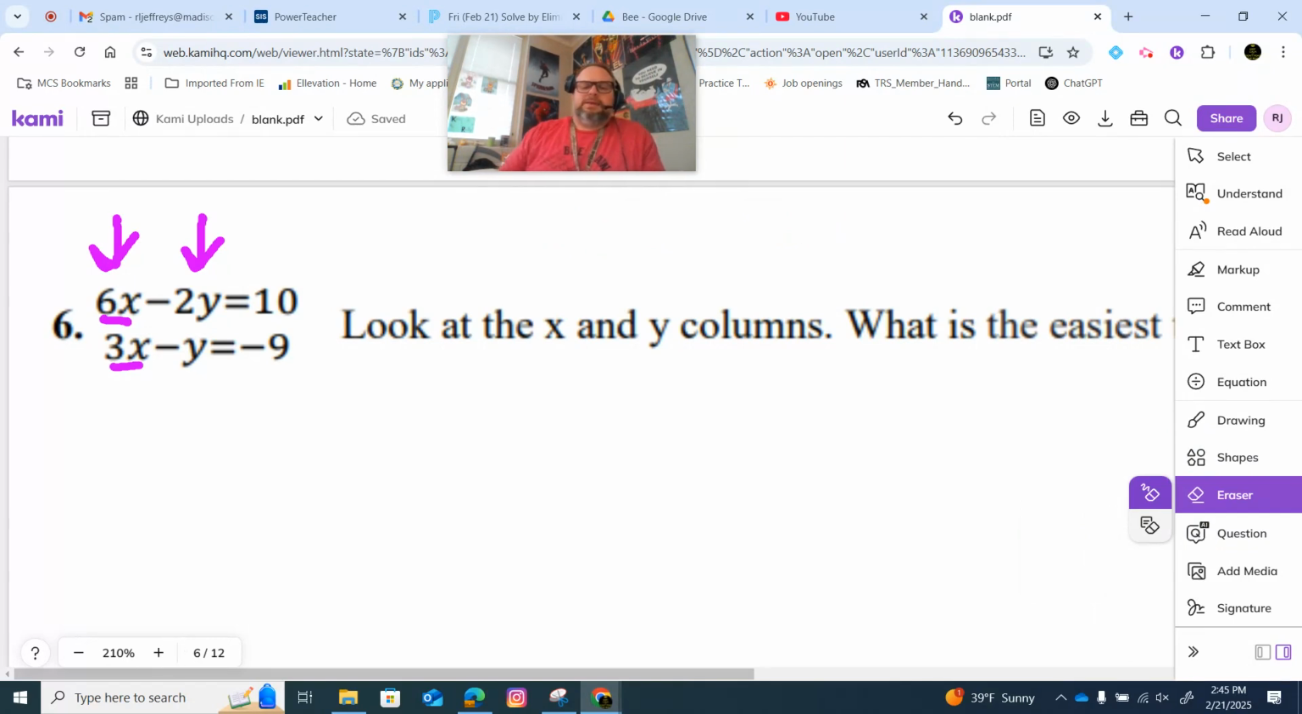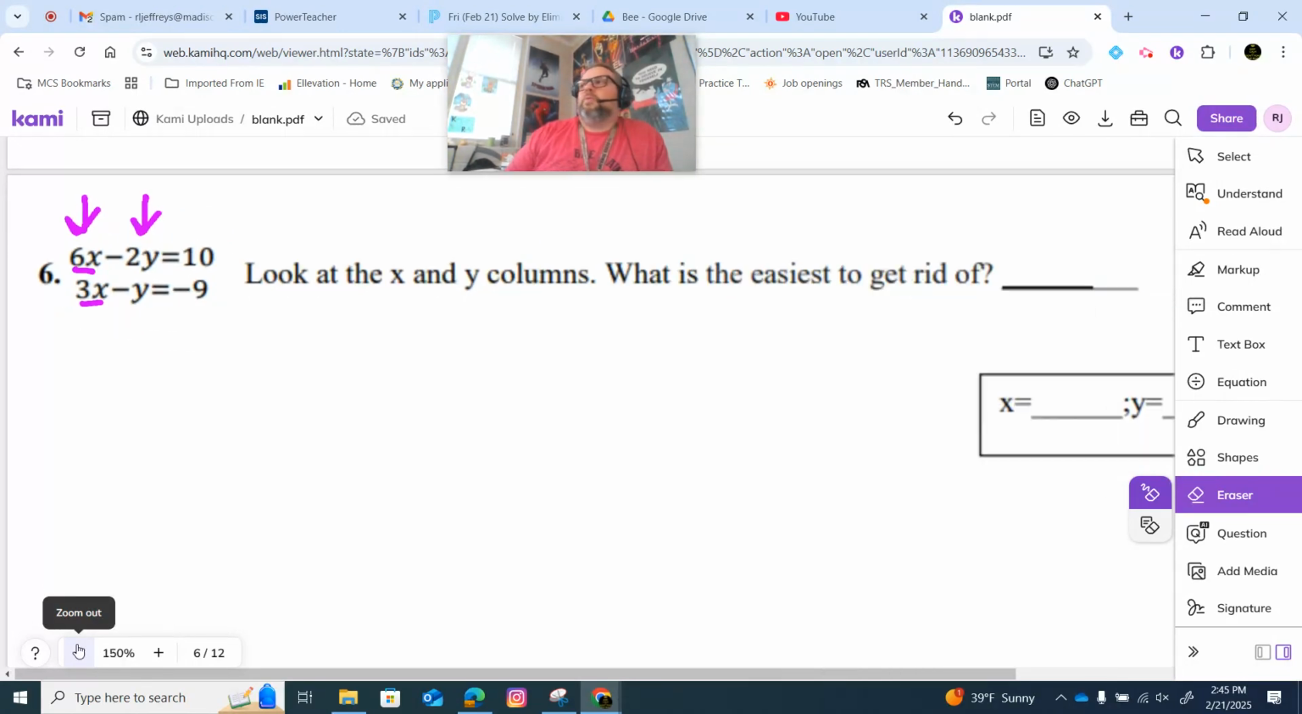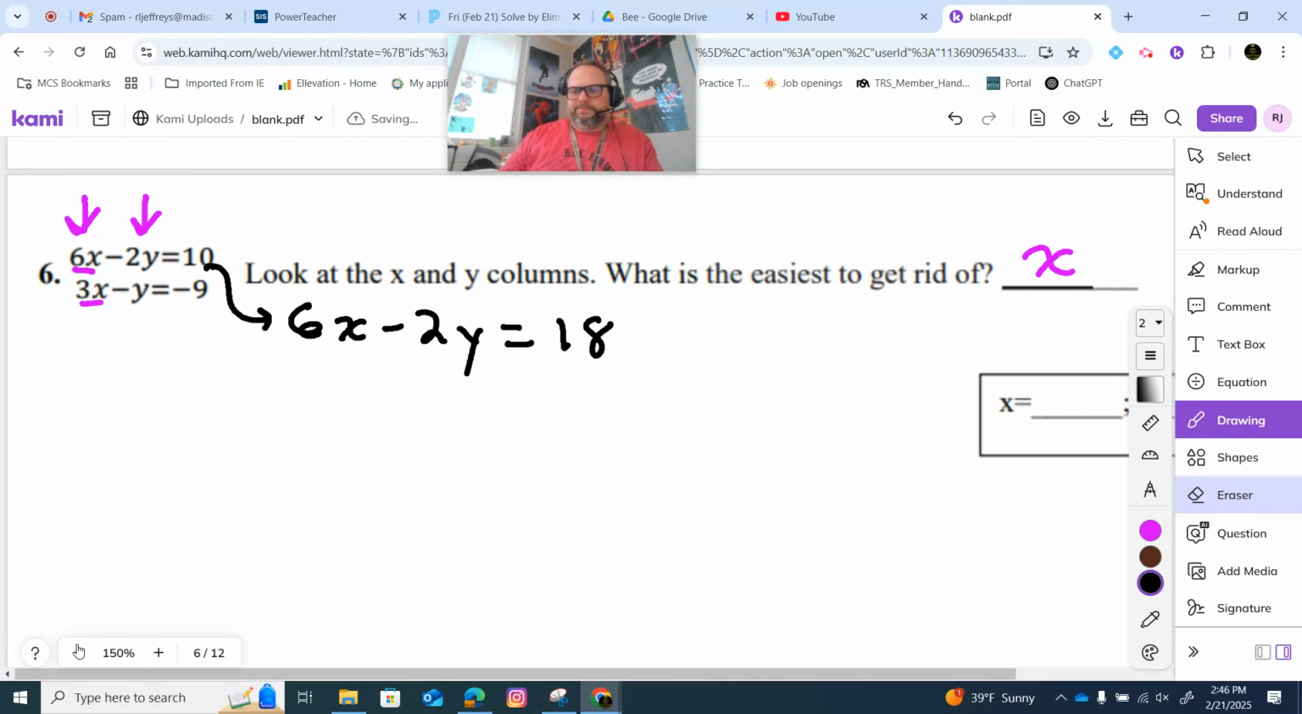All right. So, what variable would y'all like to get rid of? X. I actually heard somebody say X. I'm ecstatic. I'm lots of other adjectives, but ecstatic is what we're going with right now.